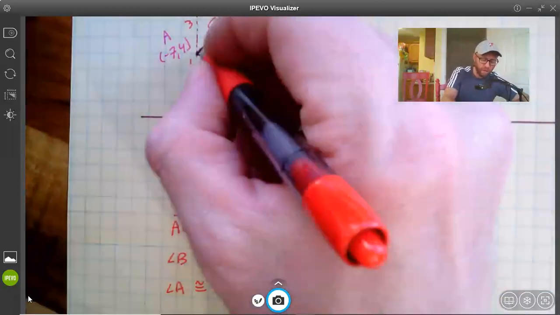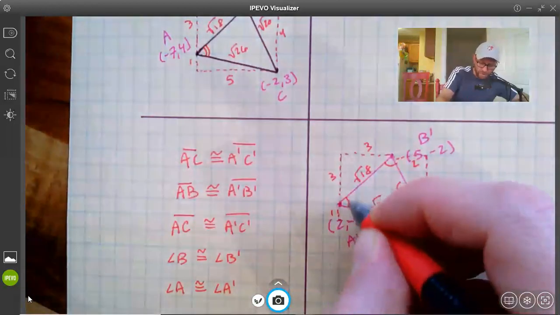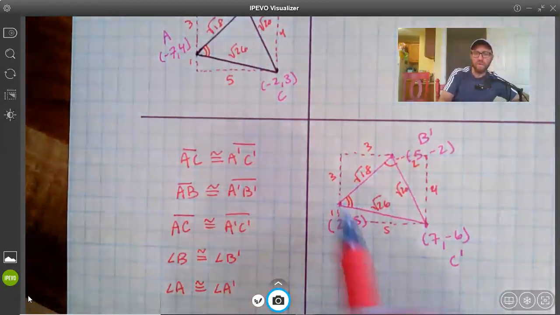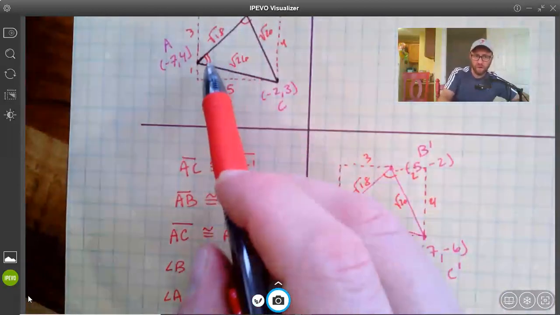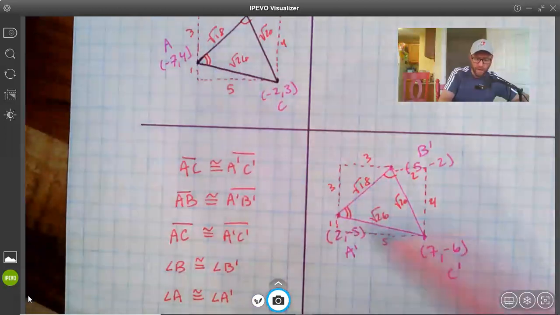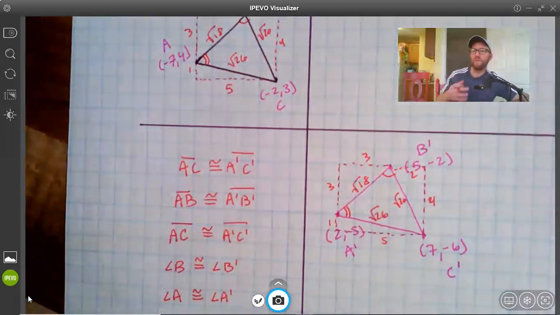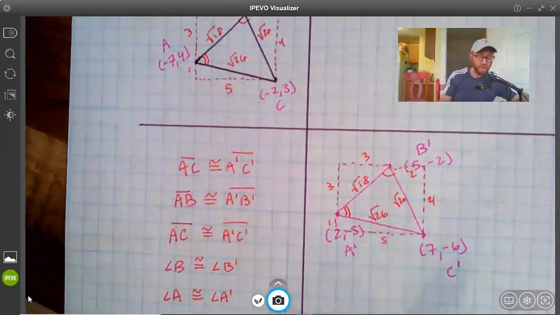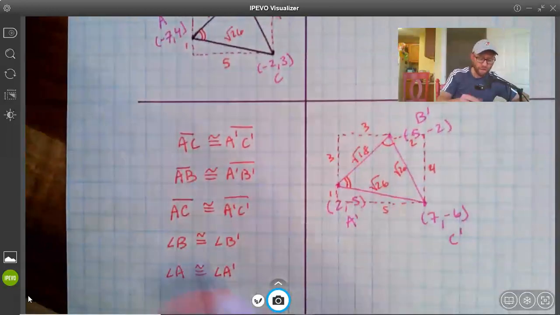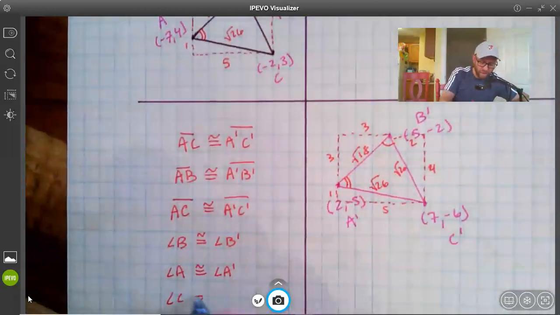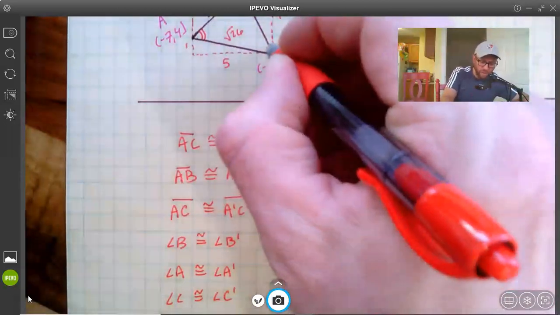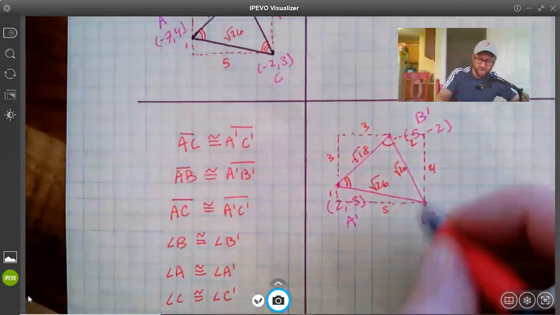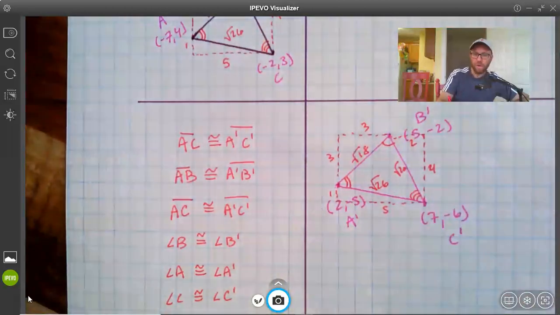And finally, we know that angle, and I'm going to put some markings here. If two angles are congruent, we mark them with the same number of little arcs. So like B prime and B were marked with a single arc. A and A prime are both marked with double arcs. And that's a marking we put on the diagram to tell us that the sides are the same, or the angles are the same measure. And then down here, we've got that angle C is congruent to angle C prime. So I'm going to put 3 marks on C, and I'm going to put 3 marks on C prime.